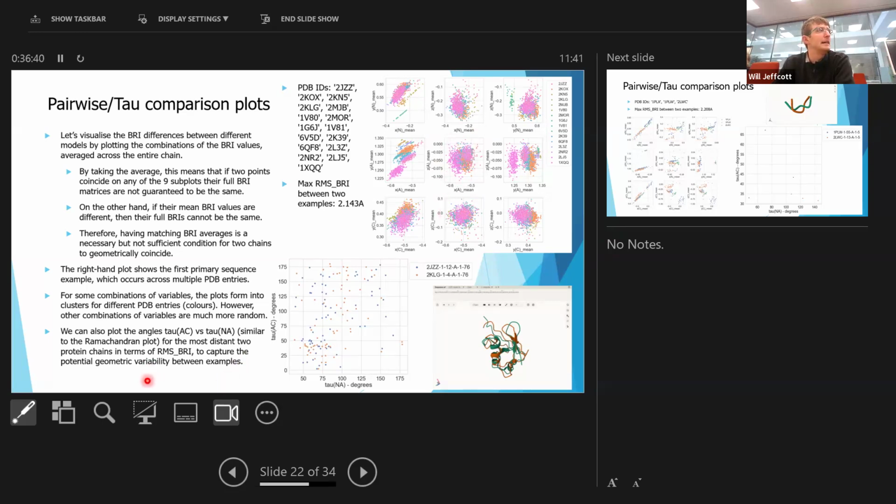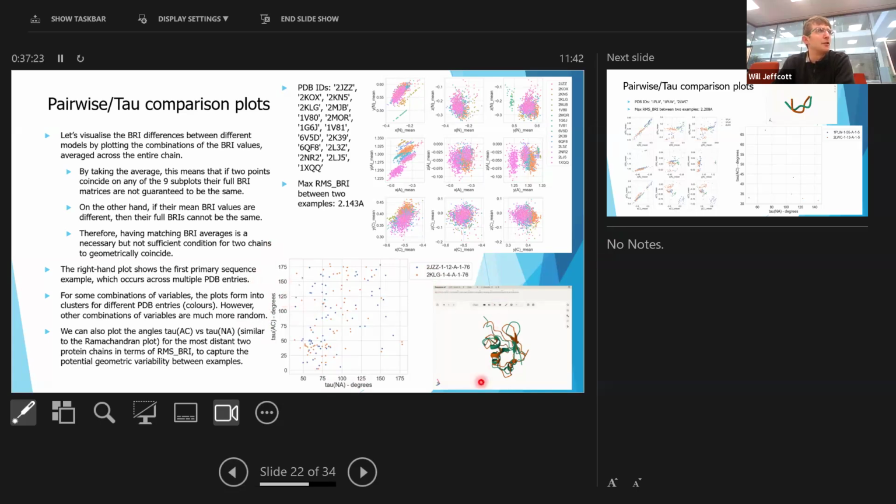We've also plotted here, similar to the Ramachandran plot, for the LAI invariant, where we can plot tau AC and tau NA, but this is just for the two most different examples. In this case, it turns out to be 2JZZ and 2KLG. We can see from this plot that there's a wide variation in their tau NA and tau AC values. It's color coded so that one protein is in orange and the other one is in blue.